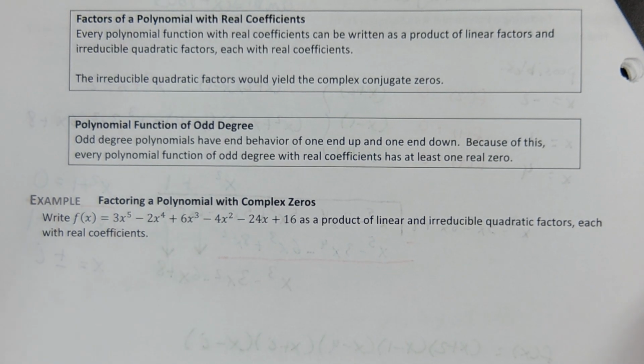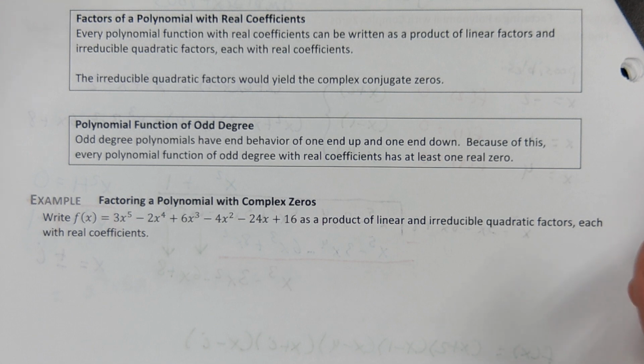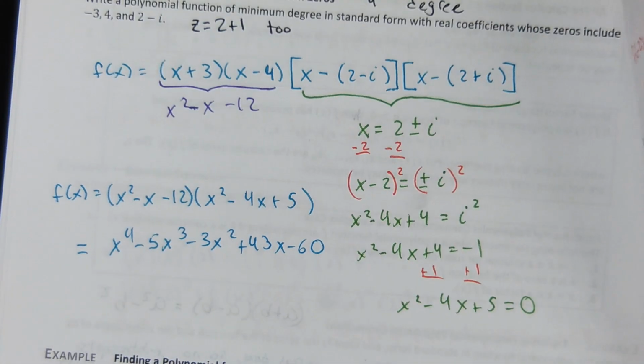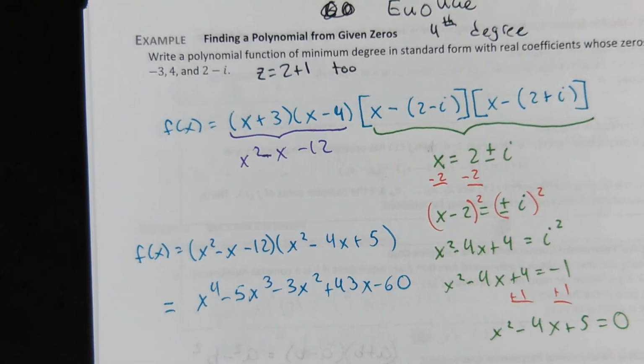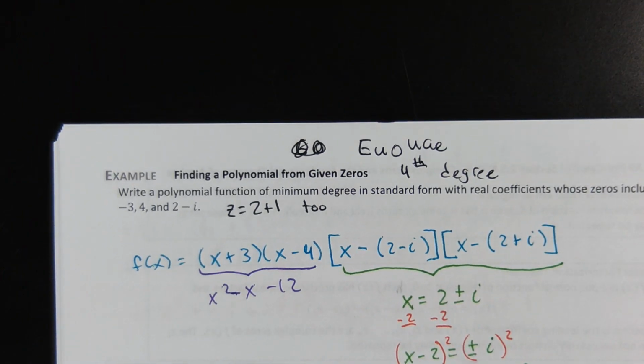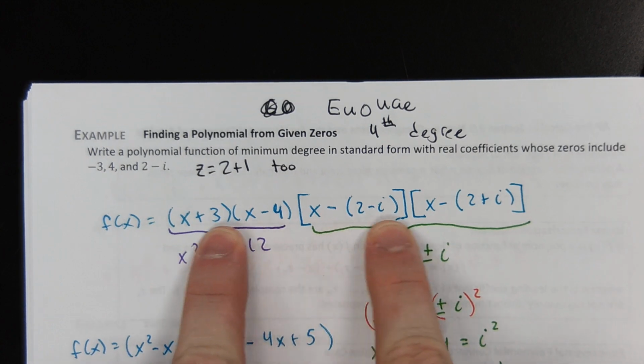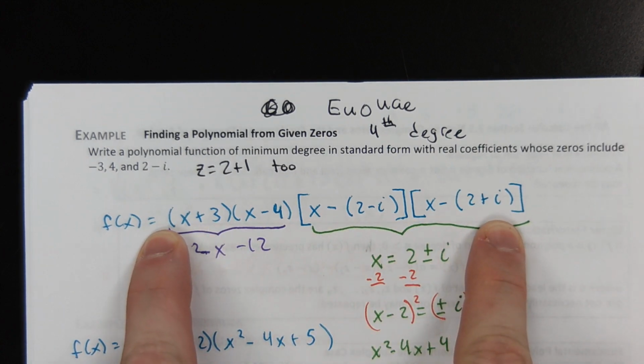Anyway, every polynomial function with real coefficients can be written as a product of linear factors, which we've been doing, and also irreducible quadratic factors with real coefficients. So what does that mean? That means if you were asked to factor a polynomial, if I didn't say write it in linear factorization, if I just said factor it, then you would never write an answer like this. This is linear factorization. No.